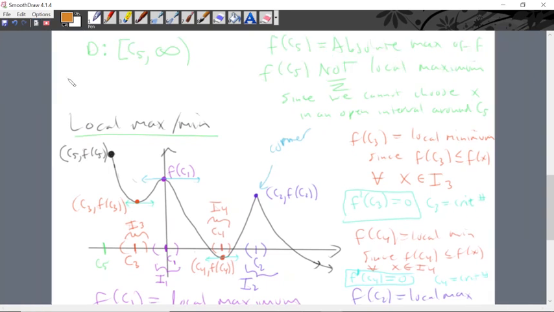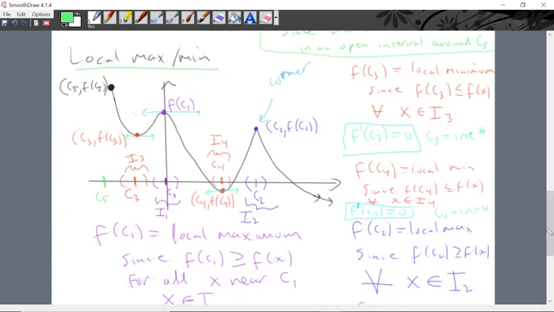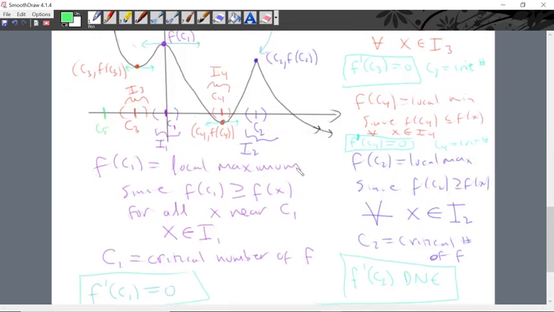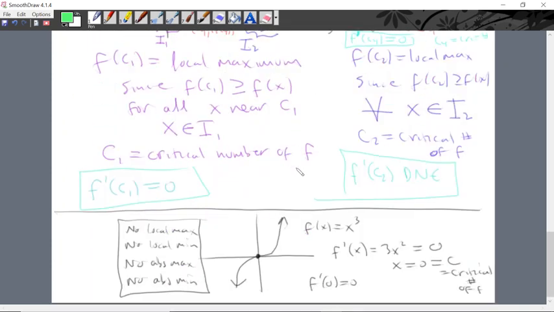We'll go orange. No absolute minimum. All right, so different types of features of this graph, a lot going on here. We have local, we have absolute, we have the possibility of not having absolute extrema. We learned about critical numbers and how to recognize them with respect to a graph.